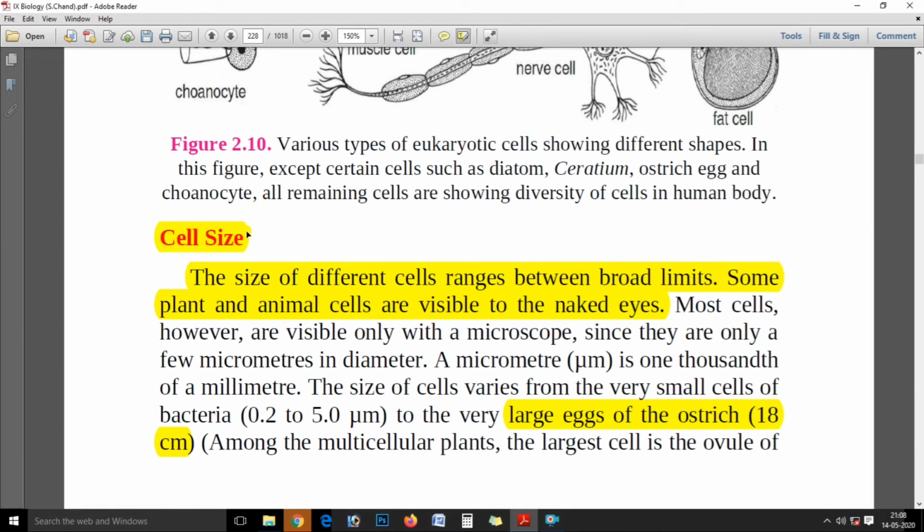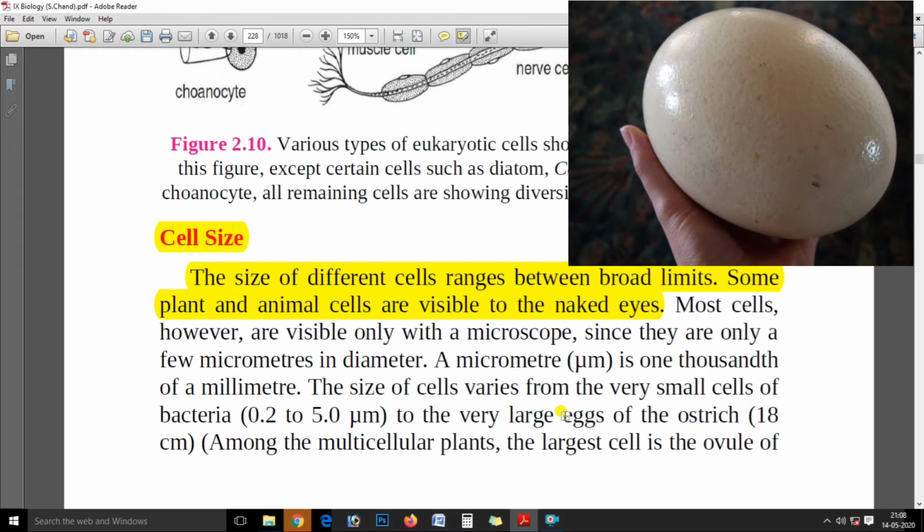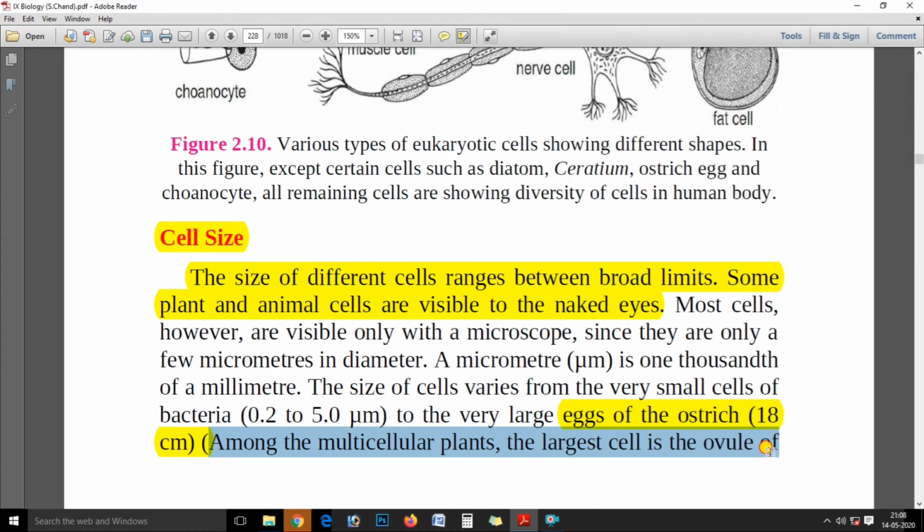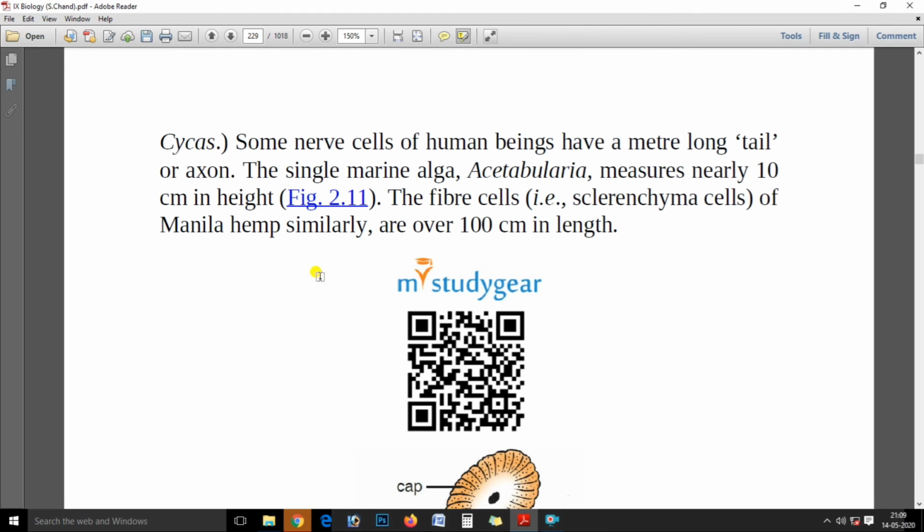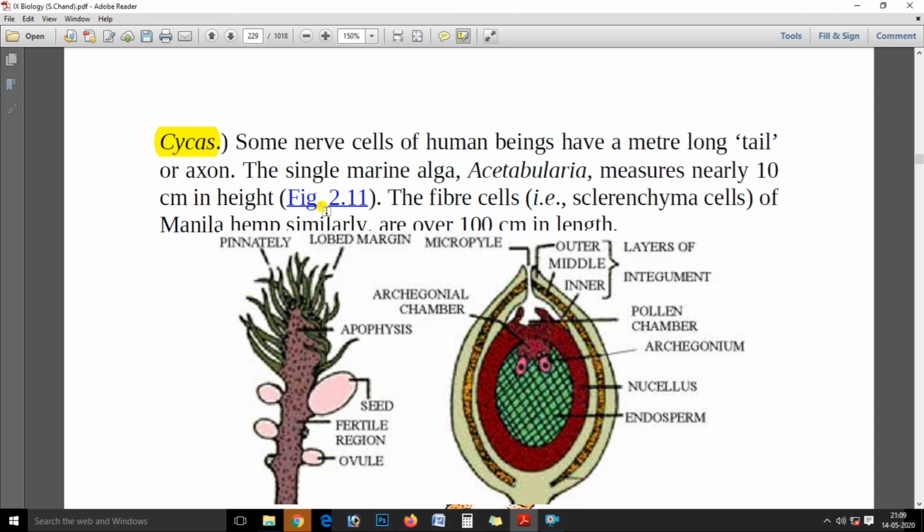Now cell size. Just like cell shape, the sizes of cells also differ from each other. For example, we can see ostrich egg. Now ostrich egg is also a cell itself. We can see with our naked eye. It could be up to 18 centimeter. And among plants, there is a cell called ovule of cycas plant. You can also see this with our naked eye.